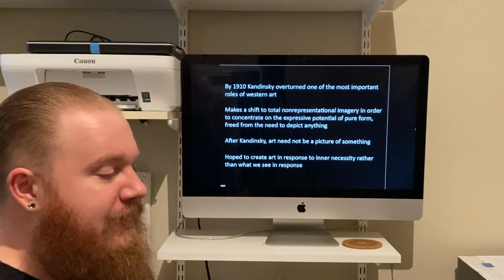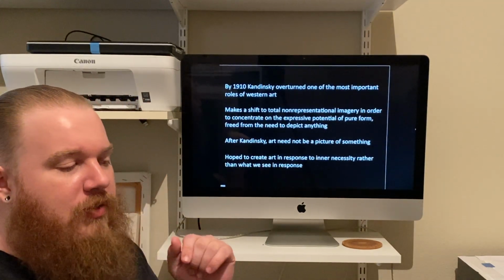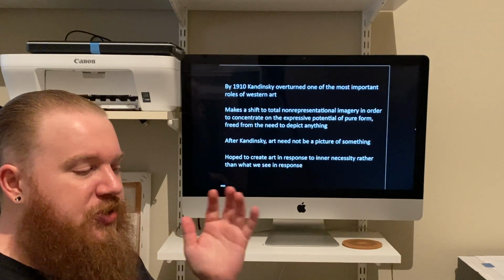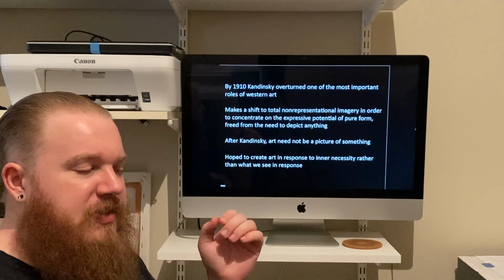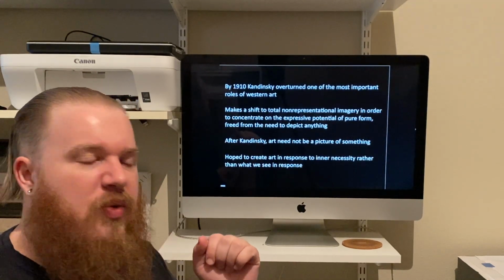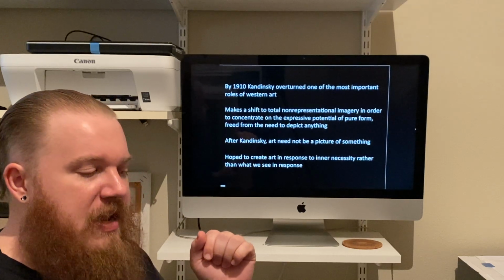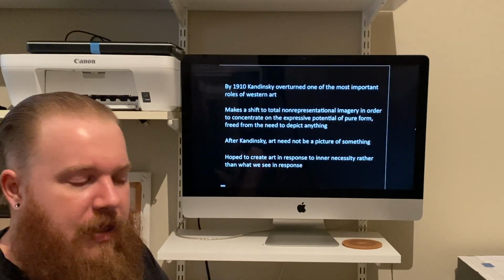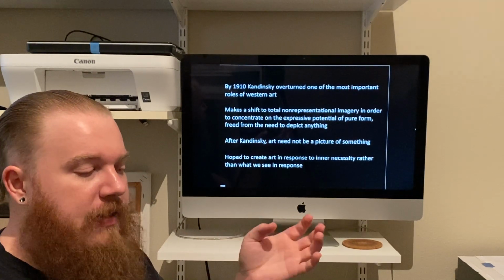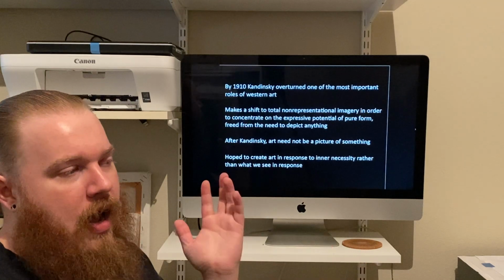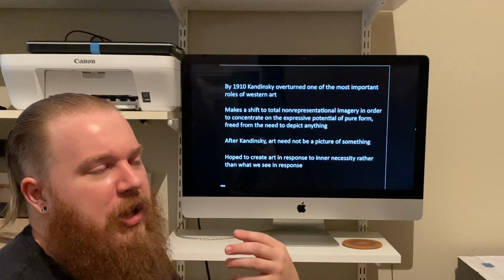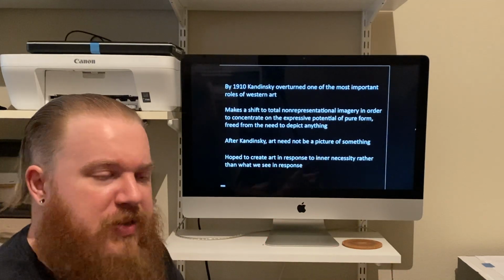Now, by 1910, Kandinsky overturned one of the most important rules of Western art. So he makes the shift to total non-representational imagery in order to concentrate on the expressive potential of pure form, freed from the need to depict anything. So after Kandinsky, art need no longer depict anything in particular. We don't need to paint a picture of something. We can just paint, and that will be the art.